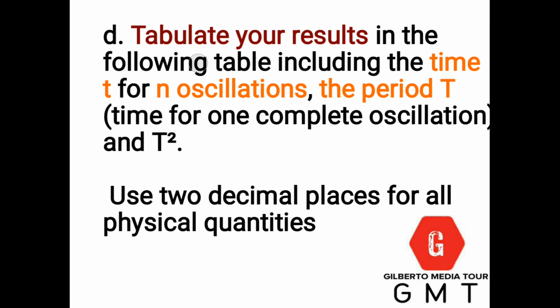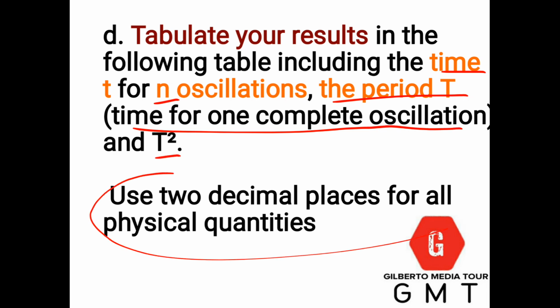Next, we need to tabulate your results in the following table. This table includes firstly the time for any number of oscillations. Maybe you can have 10 oscillations, 20 oscillations. The table also includes the period. We know that the period is the time for one complete oscillation, and the period square.